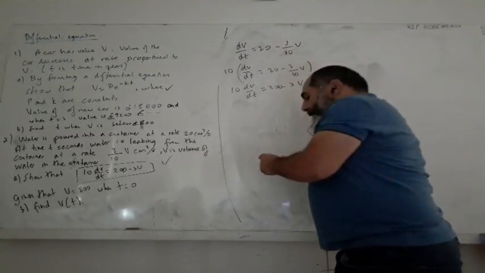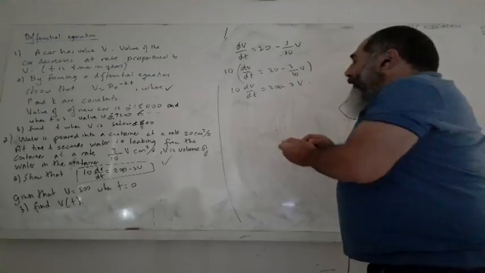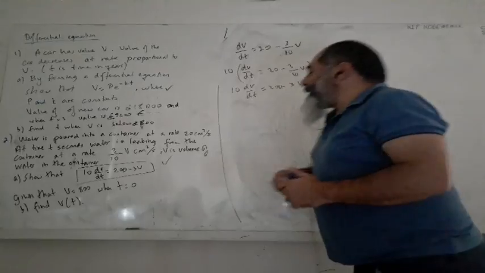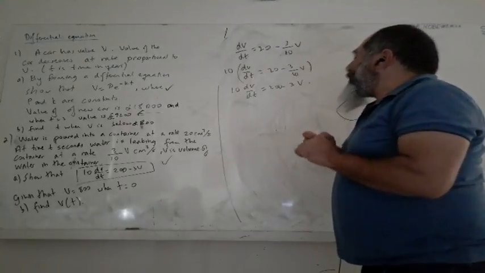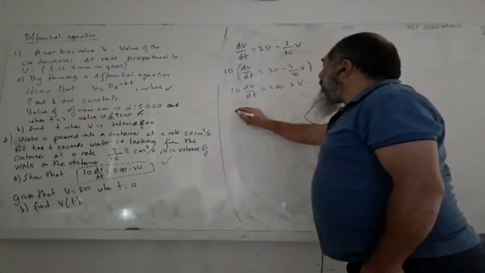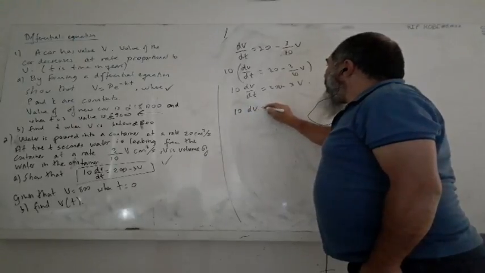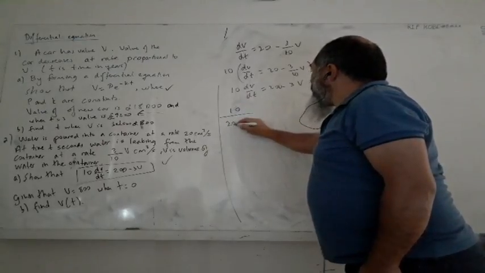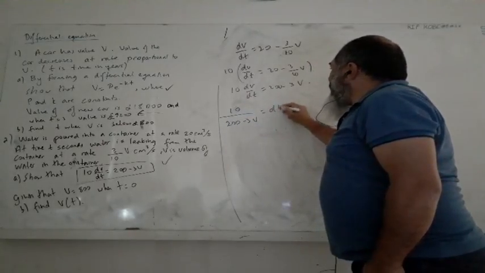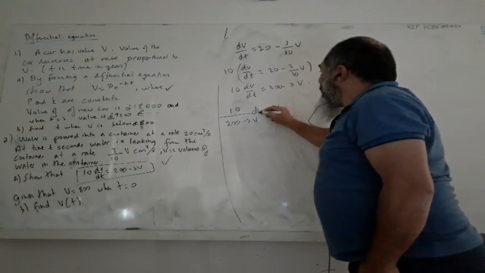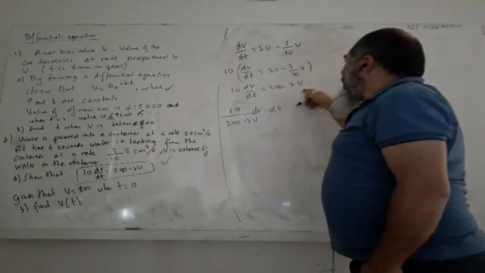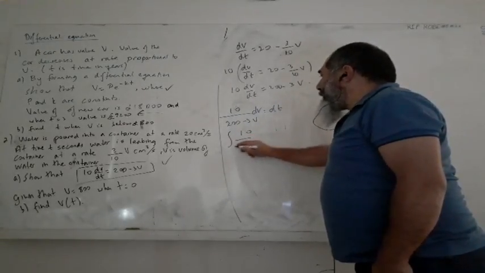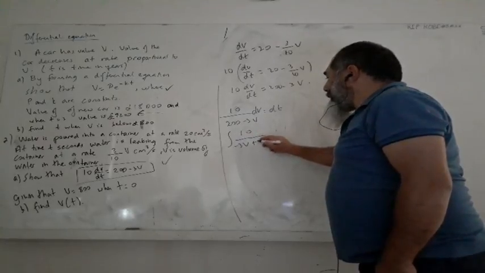We want to find V in terms of t, and we have sufficient information for the particular solution. So separate the variables here. I took that expression there and dt to the right hand side. Now the second step is to do the integration.